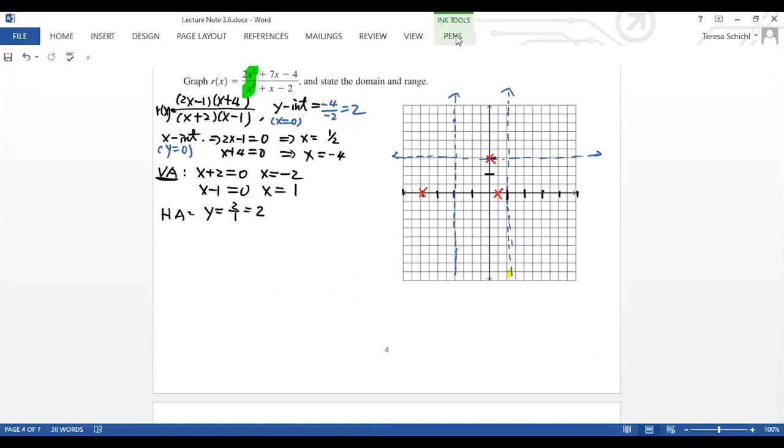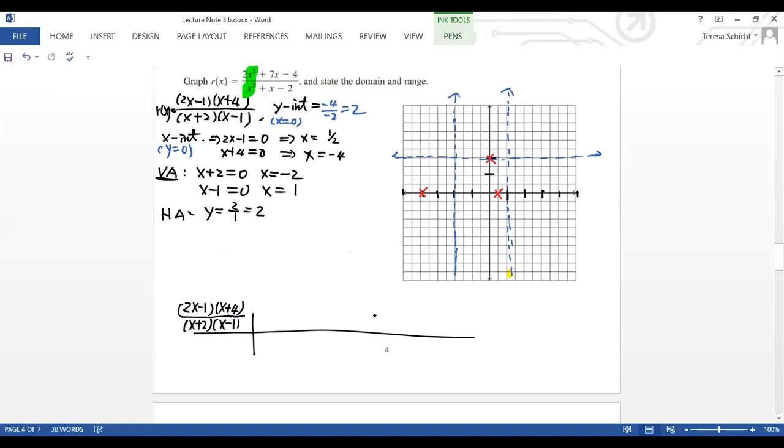So now, in order to sketch that correctly, let's do a table here. Maybe do it like this, so I have more space. My function value is this: 2x minus 1, this is x plus 4, and this is x plus 2, and this is x minus 1 here.